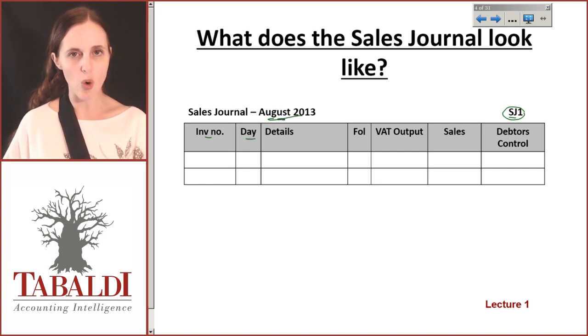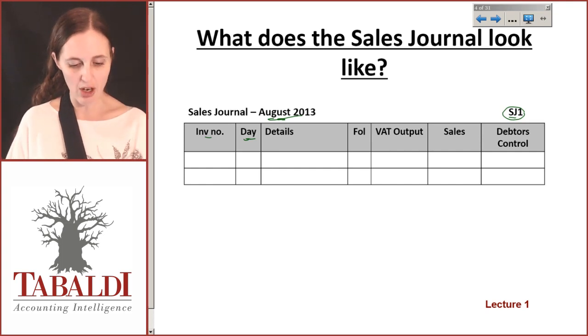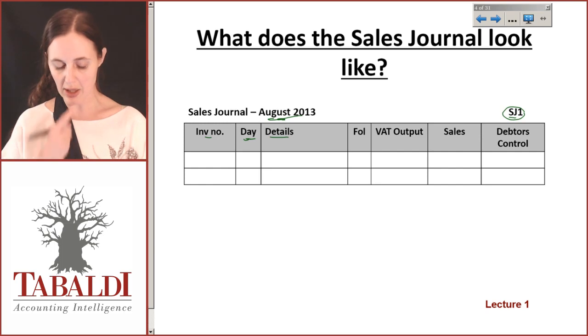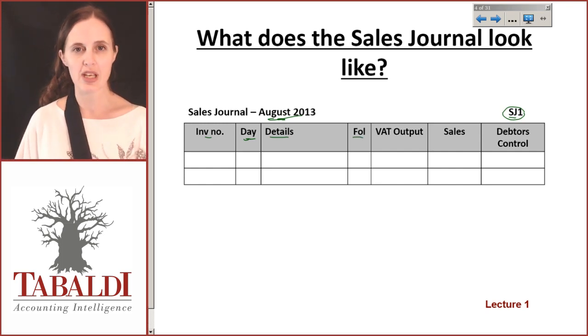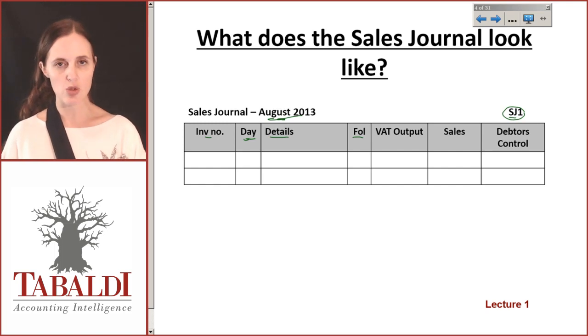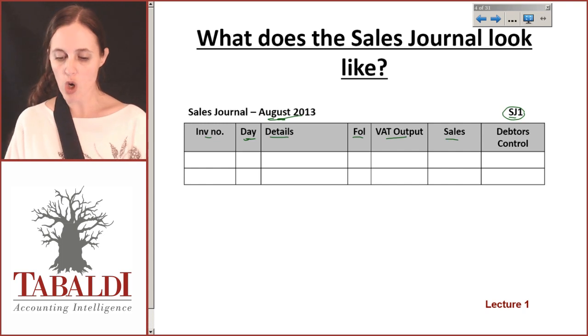Remember, we've mentioned that it's August already. We've mentioned the month already. So we have a column for the day of the month. We have the details. This will obviously be who we're selling that particular item to or who we're making the sale to. The folio is what we've been using when we post the items to the ledgers. We have VAT output and sales. So our sales itself, and then we have the VAT output.